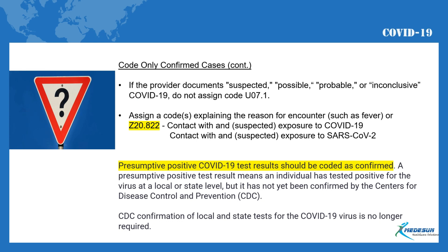As per the guidelines, we are supposed to code only confirmed cases. If the provider documents suspected, possible, probable, or inconclusive, do not assign U07.1. Whereas you have to assign the code Z20.822, meaning contact with and suspected exposure to COVID-19 or SARS-CoV-2. Okay, and any presumptive positive results you have to code as confirmed.